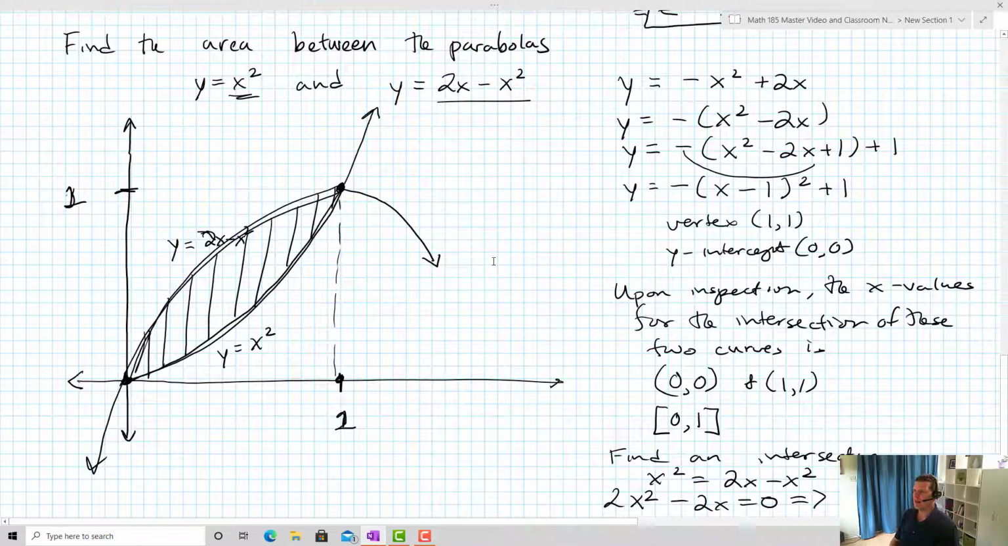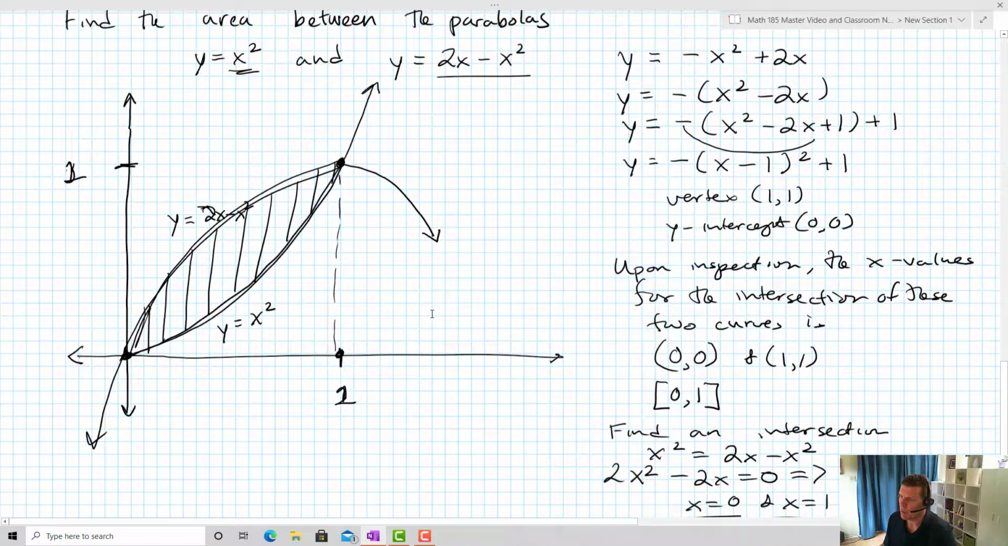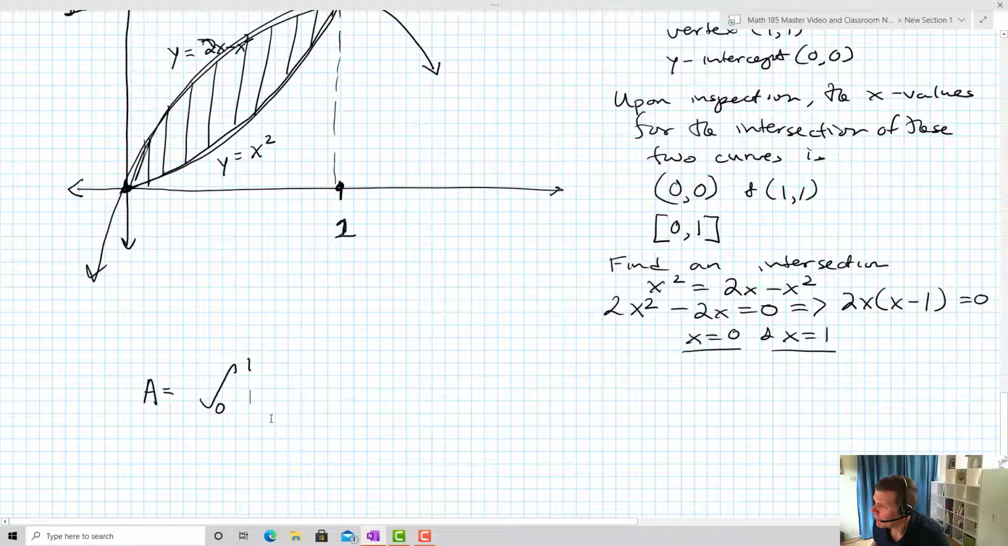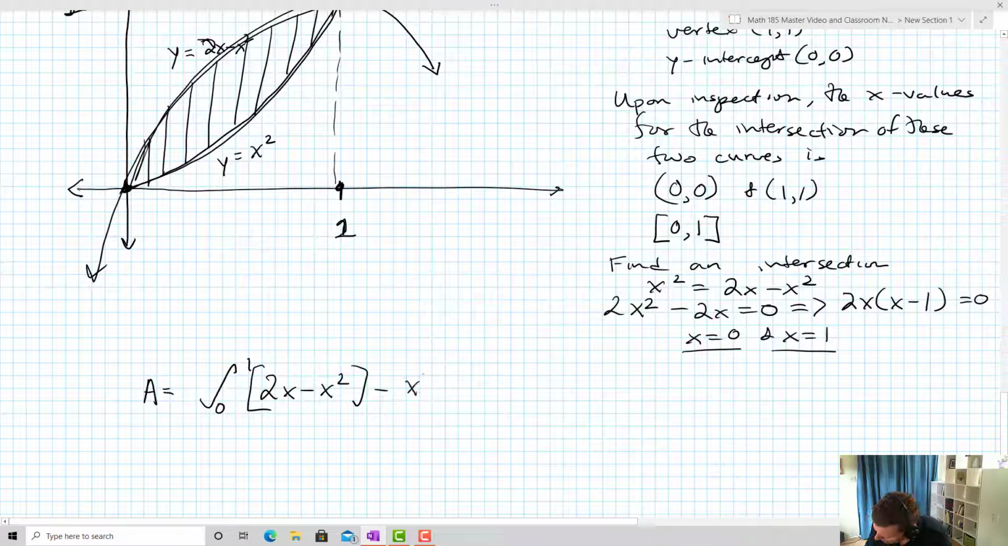Okay, so now we've got our picture and we've got our bounds, and that actually makes life easier for us, because now all we've got to do is find the value for the integral. We've got to write out our integral. My top function is 2x minus x squared, and my bottom function is y equals x squared. So what that means is that my area between the two curves is going to be the integral on my bound 0 to 1 of my top curve, 2x minus x squared, minus x squared, dx.